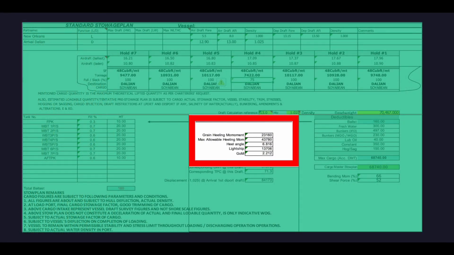And now back to our stowage plan. For this specific loading, the crew of the vessel did the calculation as explained before, and the vessel's grain heeling moment, maximum allowed heeling moment, heel angle and GM are within permissible limits according to the vessel's grain booklet and the International Grain Code.